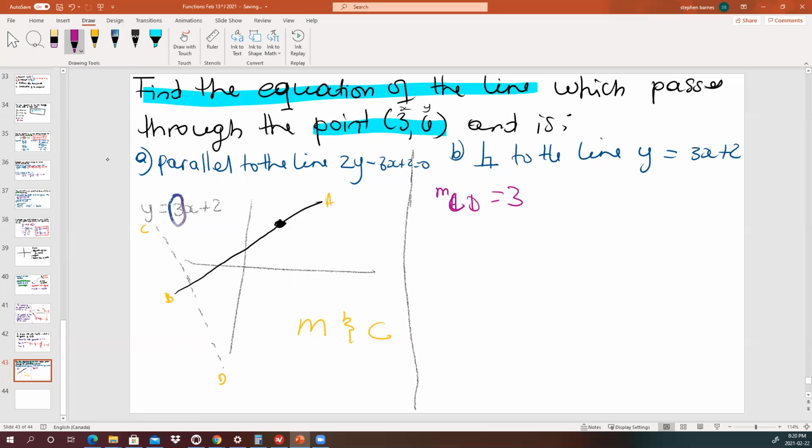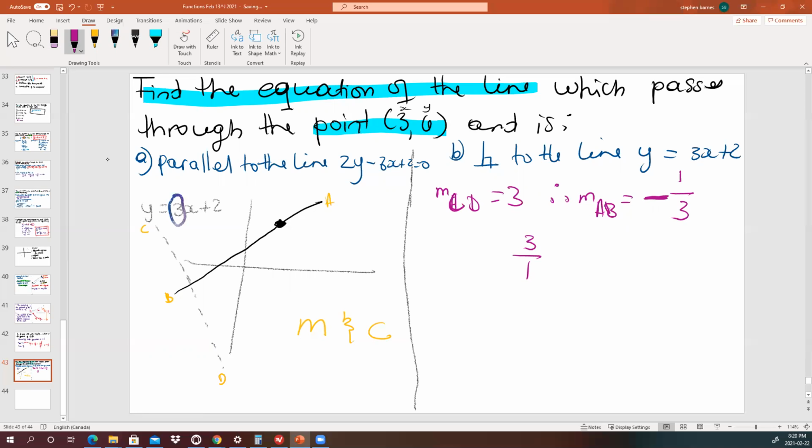And so therefore the gradient of AB is going to be the negative reciprocal. So this 3 is the same as 3 over 1. So I'm going to flip it, negative reciprocal, 1 over 3. All right? And so that's my answer, 1 over 3. You get 1 over 3 either way. Yes?